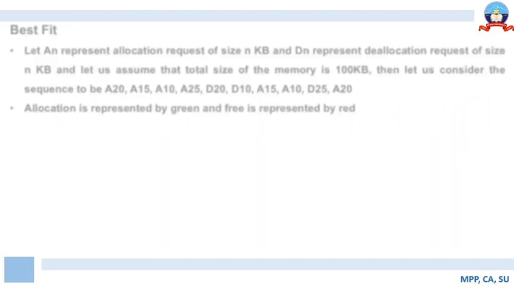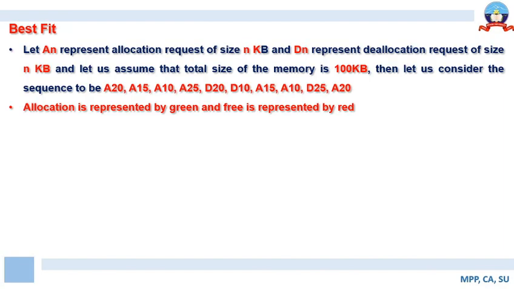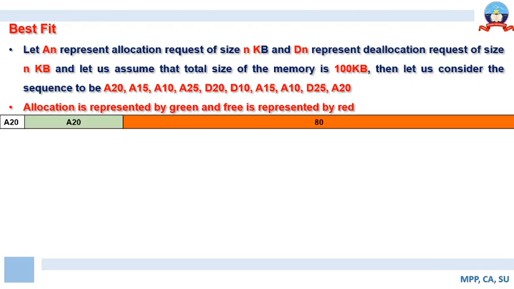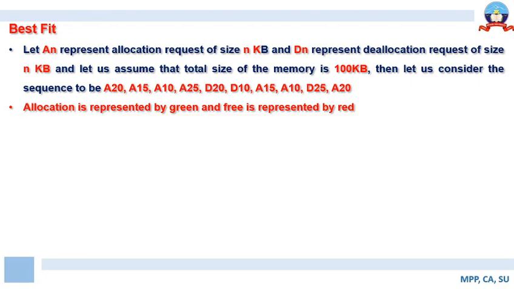So in order to understand the best fit algorithm, let us consider a situation. Let An represent the request allocation of n kilobytes. Likewise, let Dn represent the deallocation request of n kilobytes, and let us assume that the total size is 100 kilobytes, and considering the allocation and deallocation requests, we need to perform memory allocation using the best fit allocation scheme. So here green represents allocation and red represents free space.